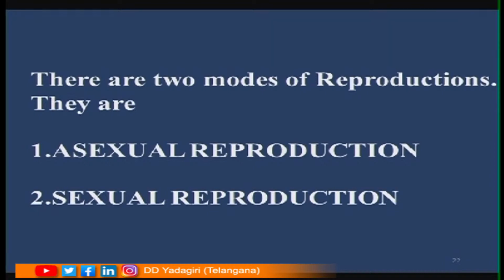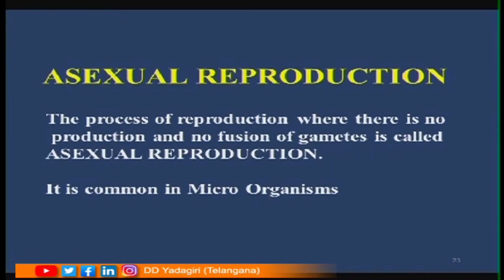Now, coming to the reproduction modes, there are two modes of reproduction. What are those? Let us see. They are asexual reproduction and sexual reproduction. So, what is meant by asexual reproduction? It is the process of reproduction where there is no production and no fusion of gametes. Gametes are not produced and they are not fused. That type of reproduction is called asexual reproduction. It is common in microorganisms, that is lower organisms.